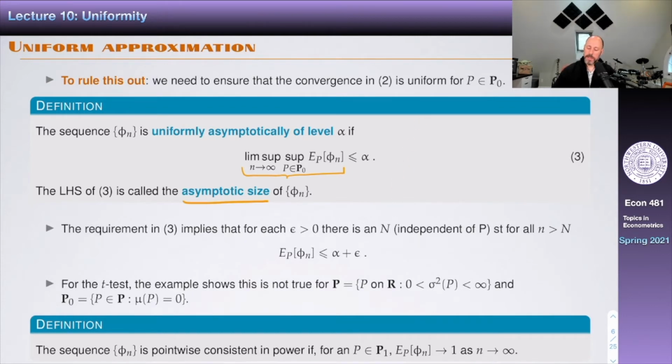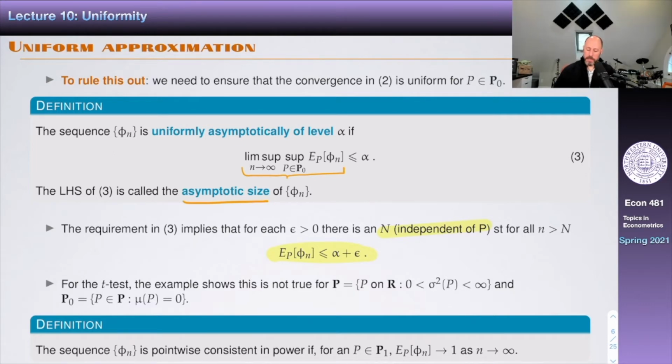Okay, so we're going to take this definition, which is our equation number 3 here. And I wrote the requirement in 3 implies that for each epsilon now there is an N. Notice how this N is now independent of P, such that for all n greater than capital N, this happens. And now this starts looking more reasonable because this is saying that if you say, well, I want to be within 3% of my 5% target, say 8%, well, this is telling you there's a sample size that is big enough that is going to guarantee this, for any P that you have there in bold P naught.